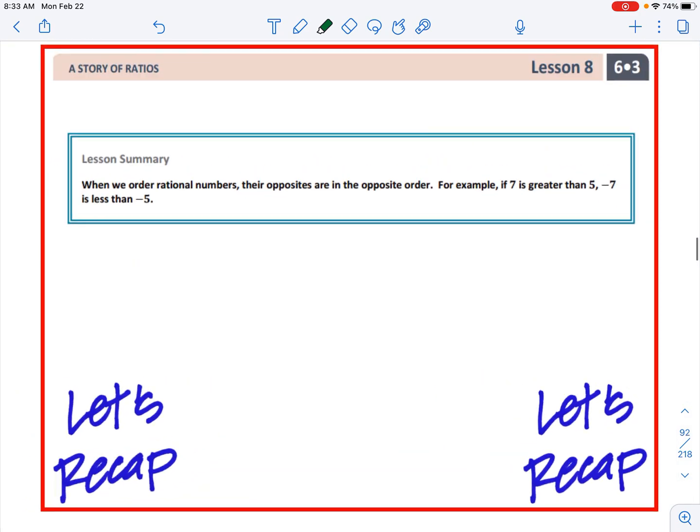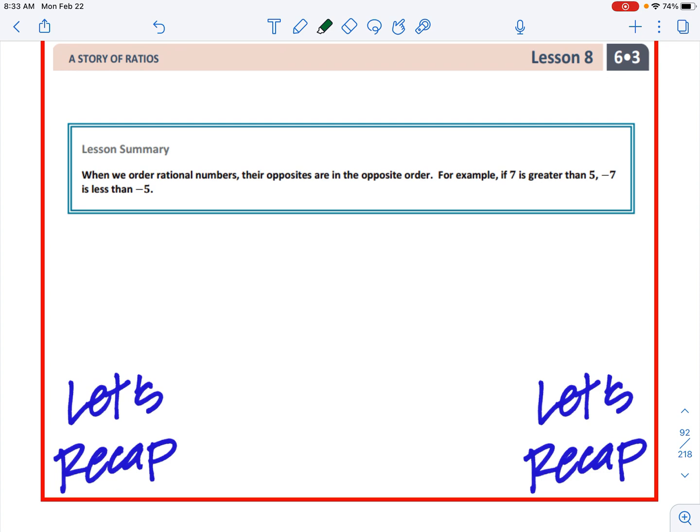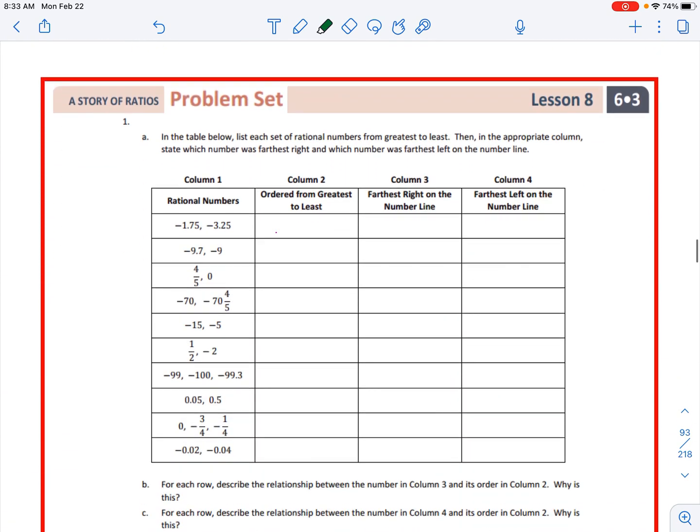All right, lesson summary tells us when we order rational numbers, their opposites are in the opposite order. For example, 7 is greater than 5, negative 7 is less than negative 5.